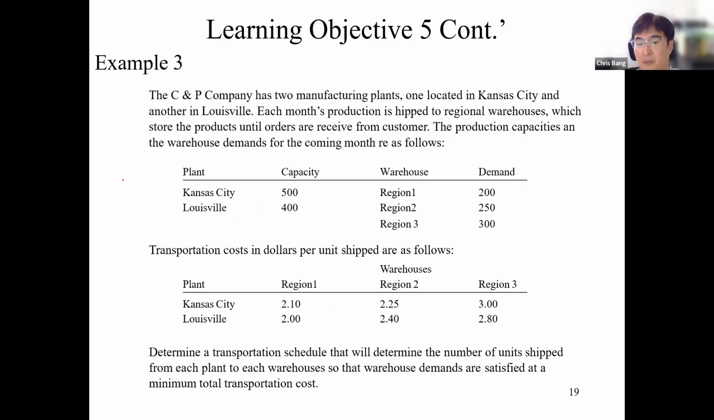In this case, the company has two plants, one in Kansas City and one in Louisville, and three warehouse destinations. Each plant has a limited production capacity and each warehouse has a certain demand. Shipping costs differ depending on the route. The question is how many units to ship from each plant to each warehouse so that all demand is satisfied at the minimum total transportation cost.